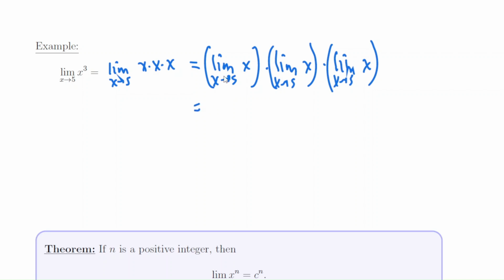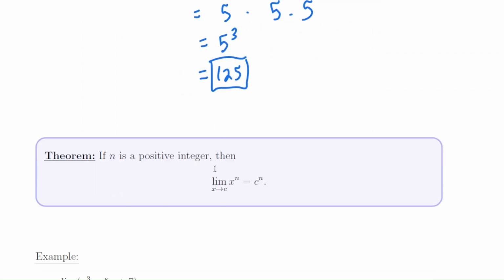Now, what's the limit as x approaches 5 of x? Well, that's 5. This one's also 5, and this one's 5. So notice our final answer ended up being 5 cubed, so it was 125. So again, this is kind of silly. You might think, why didn't we just plug in 5? Well, we're kind of trying to show why it's okay to just plug in 5. Now if n is a positive integer, you can see based on this example, the limit as x approaches c of x to the n is going to be c to the n. In other words, you can just plug in c.